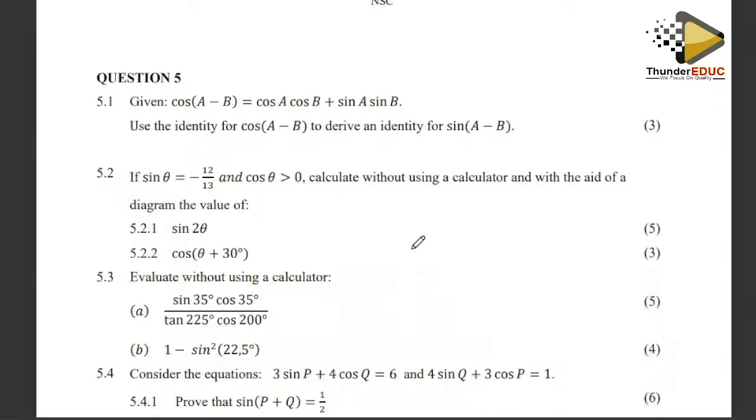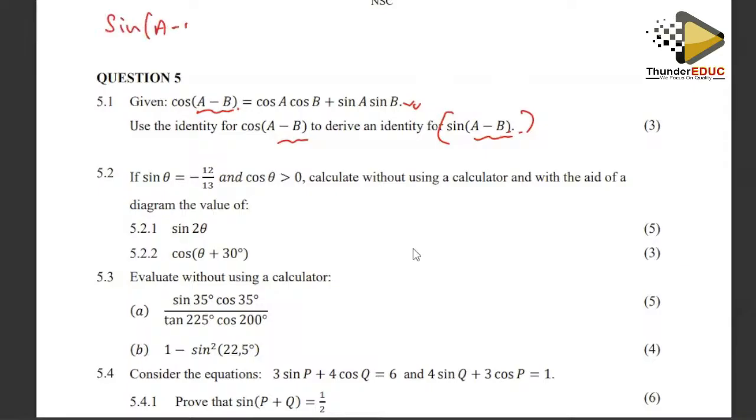Question 5, which is the trig. They're telling us we are given the cos of A minus B, this compound angle formula or identity. Use the identity for cos(A − B) to derive one for sine. So this thing is quite easy. The only thing you have to do is, how do I obtain a sine(A − B) from a cos? So it's all about using a 90 formula or the complementaries.